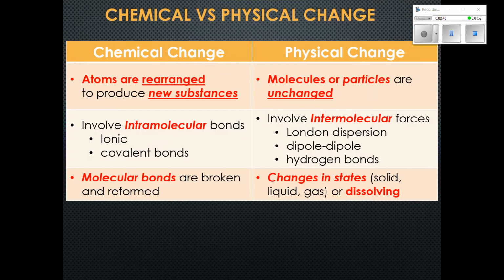This is a quick summary of the differences between them, so you should be copying this down. The key thing is that in chemical changes, atoms are rearranged. In physical changes, nothing is changing. Chemical changes involve intramolecular bonds, or breaking ionic or covalent bonds. Physical changes involve intermolecular forces. You're separating the molecules and overcoming these forces.